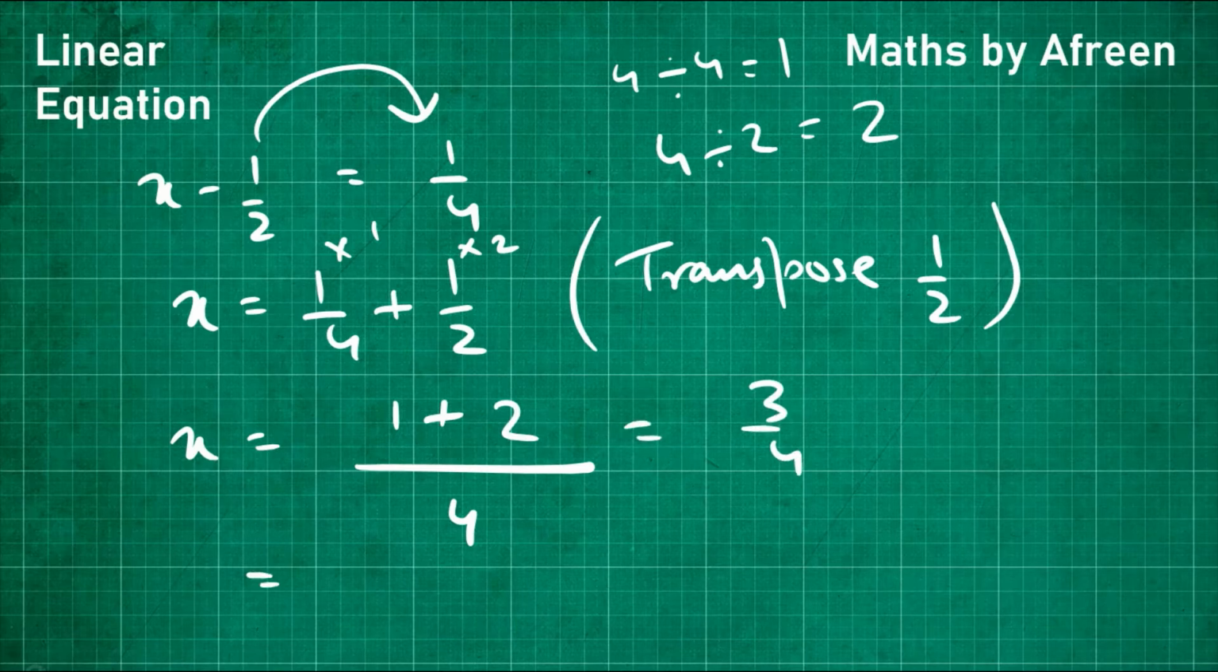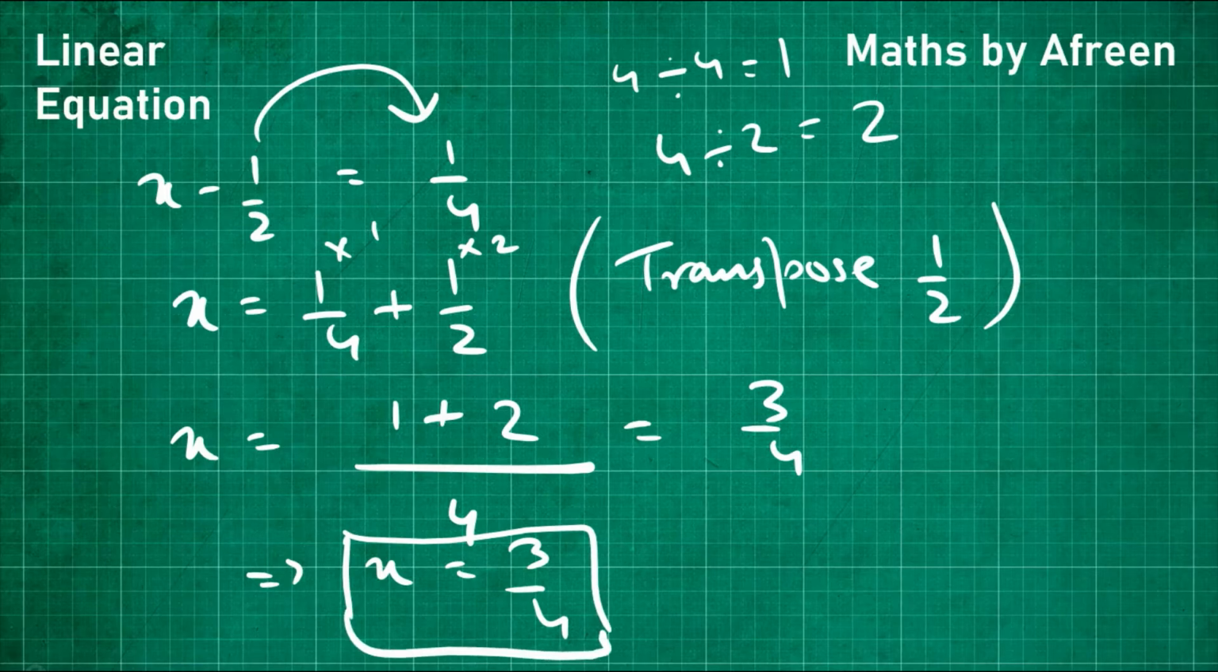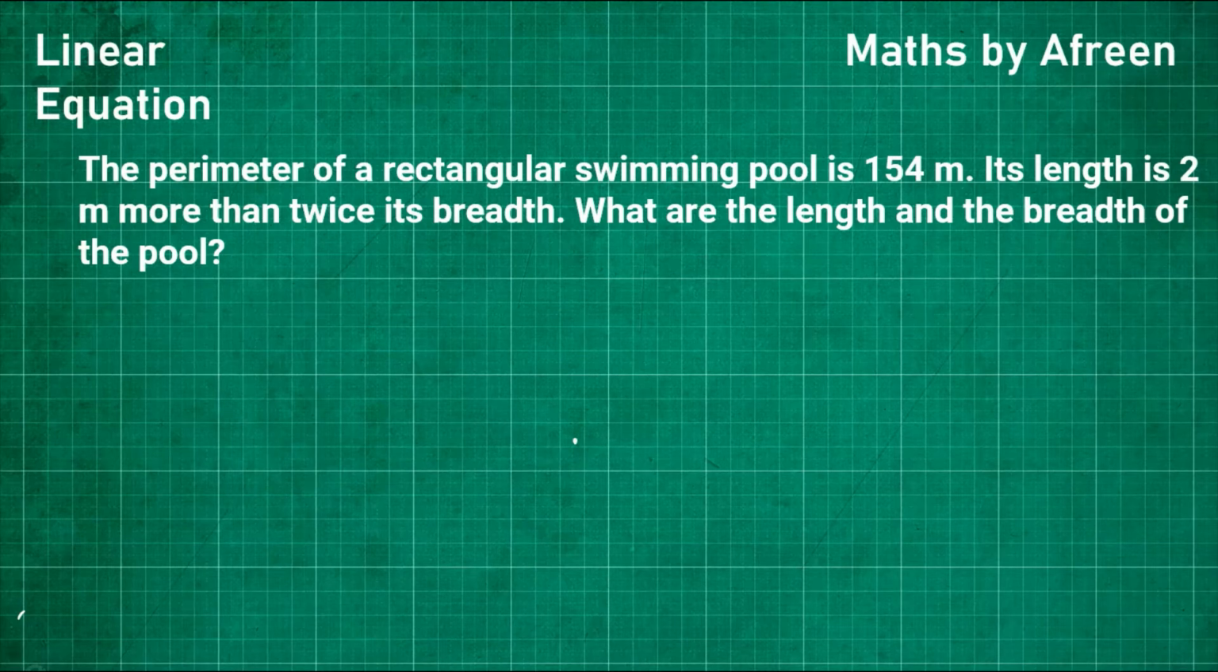So at the end we are getting the value of x as 3 by 4. This is our answer. The number is 3 by 4. We can write it as our answer. Now let us take the second question.